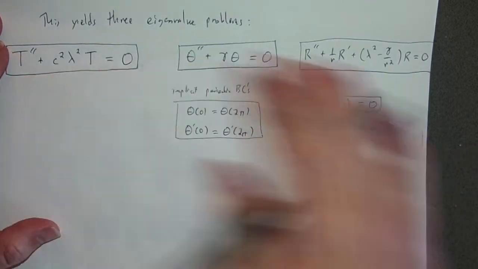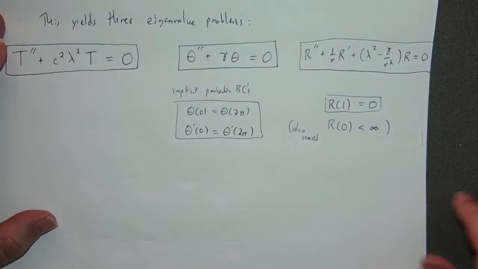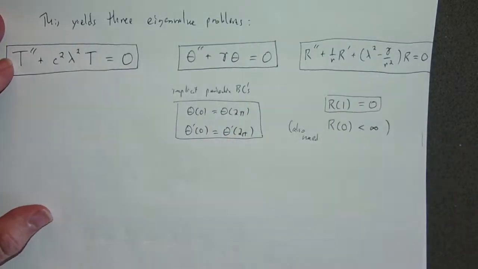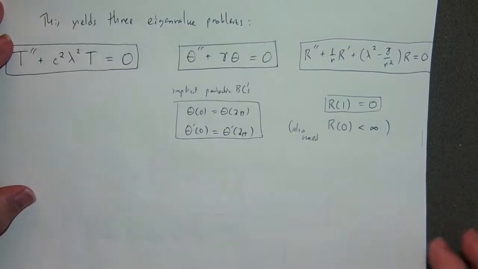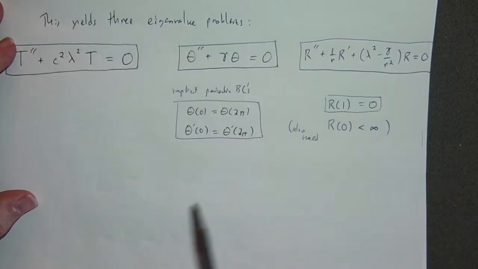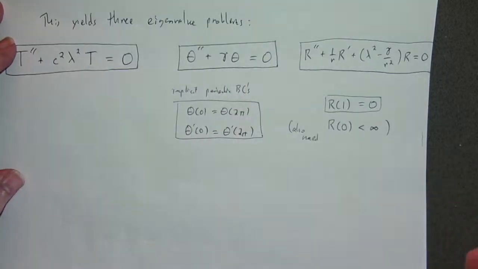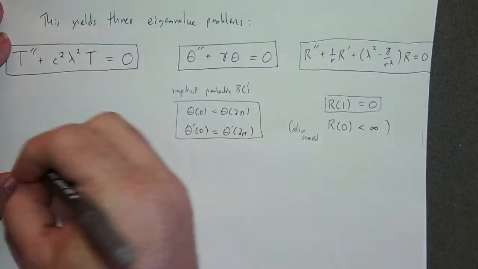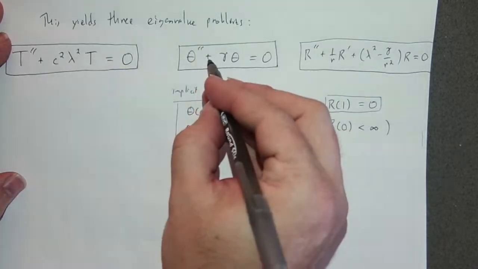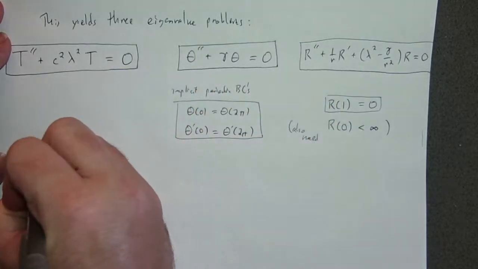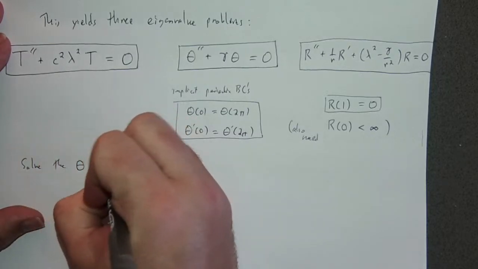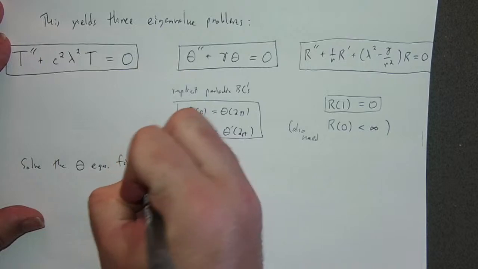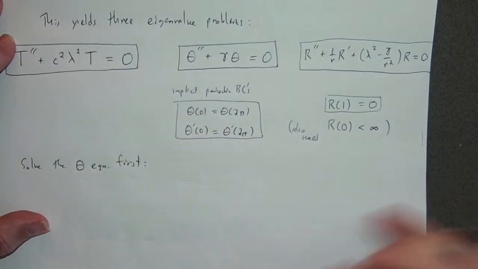Okay, so firstly, what do I do? Right, and I have no BCs for the temporal one, which is typical of these problems, because, I mean, there's no boundary in time. And so, what do I do? I pick the one that I know how to solve, right? So I do this one first. So solve the Theta equation first. If I do that, what do I get?